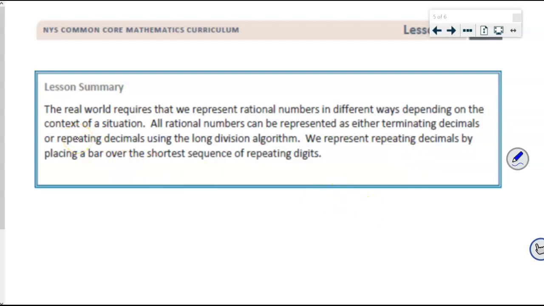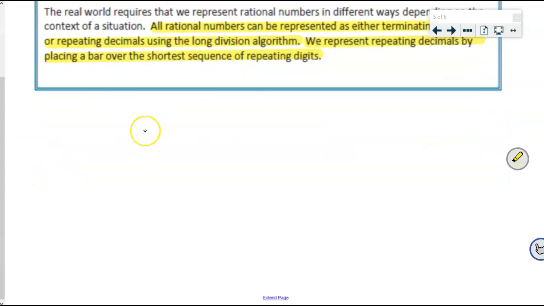All right, we have now made it to the summary. The real world requires that we represent rational numbers in different ways depending on the context of a situation. All rational numbers can be represented with either terminating decimals or repeating decimals using the long division algorithm. We represent repeating decimals by placing a bar over the shortest sequence of repeating digits. Nice and easy, that's your summary.